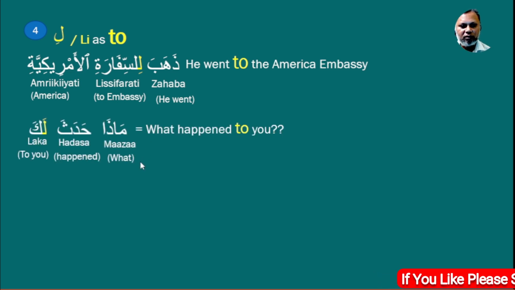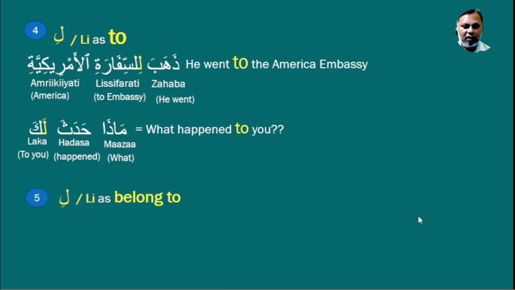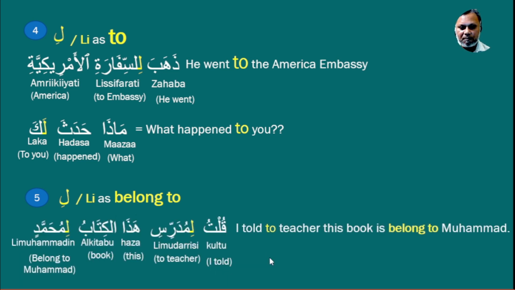See one more example. Madha hadatha laka. What happened to you? Madha means what. Hadatha means happened. Madha hadatha laka. Laka means for you or to you. What happened to you? And li as it belongs to, we have already discussed.